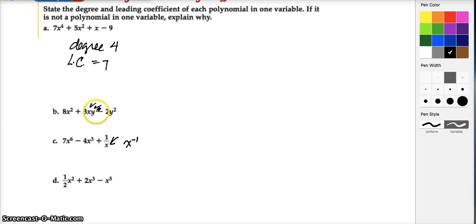You remember that back in the day? All right, hopefully you do. And so this is not a polynomial. Remember, for a polynomial, all of the variables need to be raised to a positive whole number, and this isn't. All right, so we don't have to do anything with that.